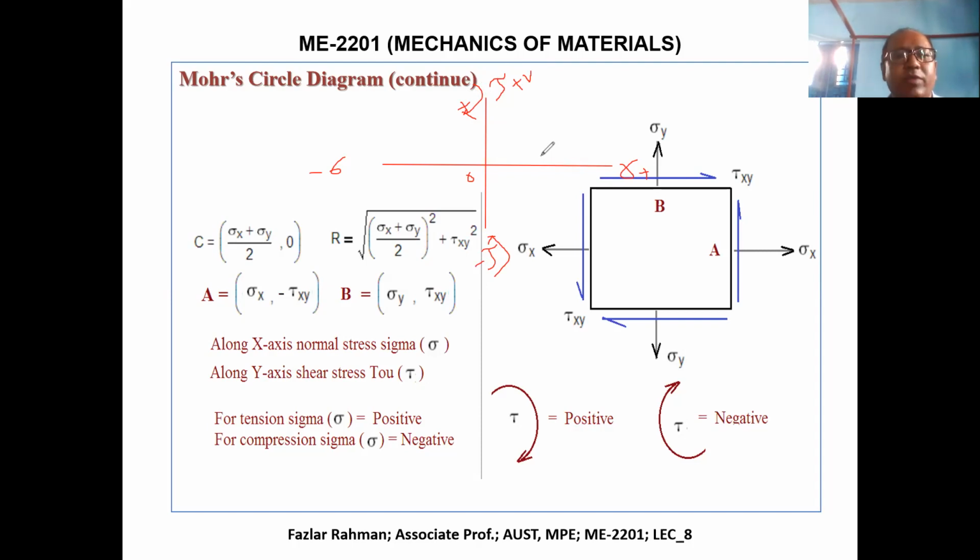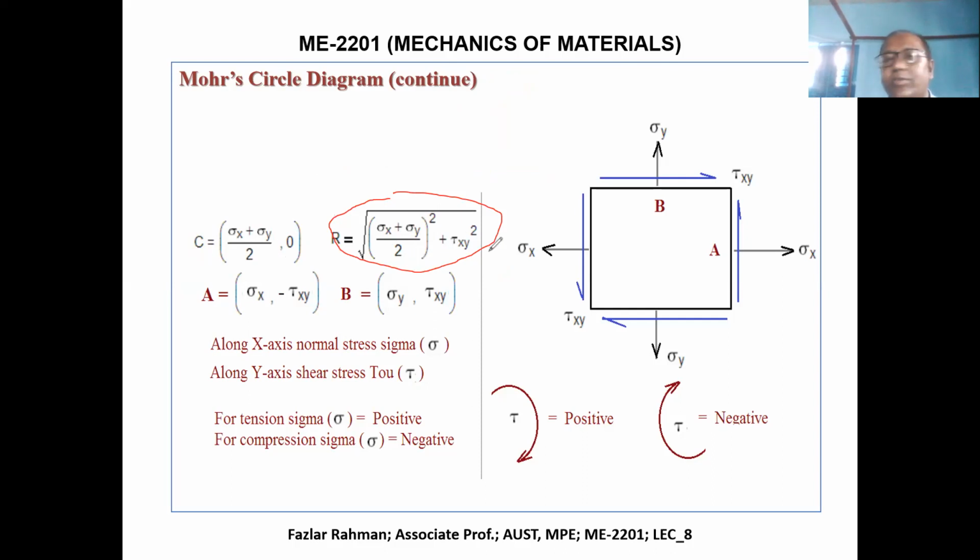So in these axes, where will be the center of the circle? Sigma x plus sigma y divided by 2, comma 0. So obviously, the center of the circle will be on the x-axis, because the y coordinate is 0, easily you can figure out. Now, what do you need? You need the radius of the circle. What is the radius? R equals the square root of sigma x minus sigma y by 2 whole square plus tau xy whole square.